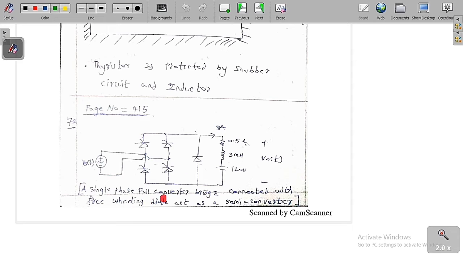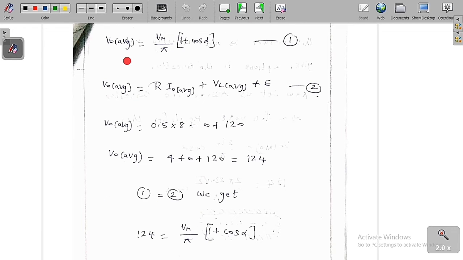A single phase full converter which is connected with a freewheeling diode is going to act like a semiconverter. I have already told you, whenever a single phase full converter bridge is connected with a freewheeling diode, it is going to act purely like a semiconverter. Then what is the average value? The output average value of a semiconverter, I have already told you in power electronics, the average value of the output voltage of a semiconverter is Vm by pi into 1 plus cos alpha. This is equation 1.